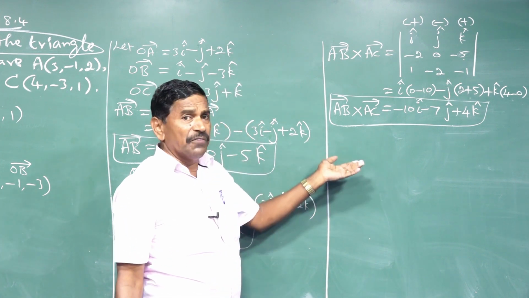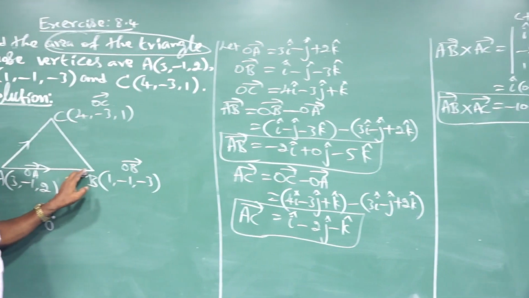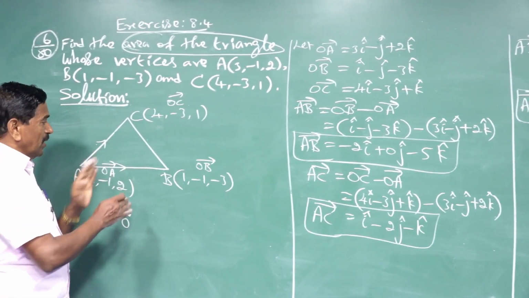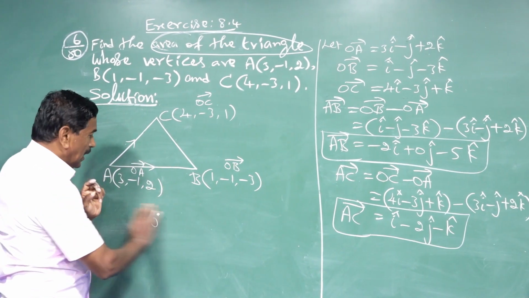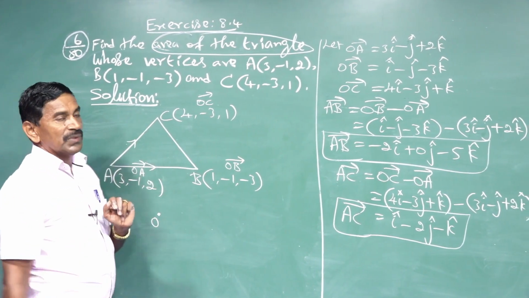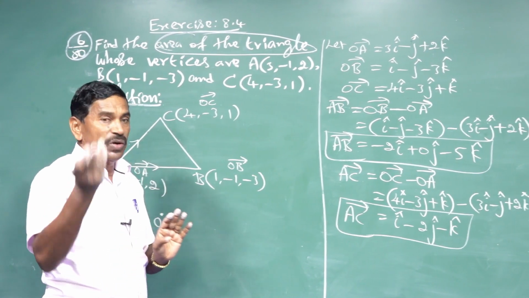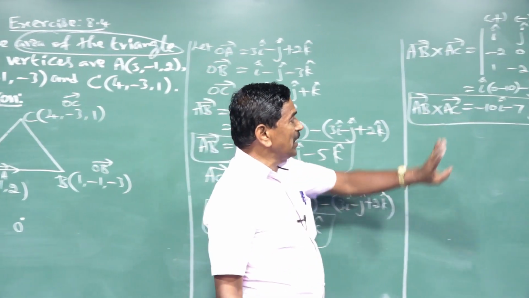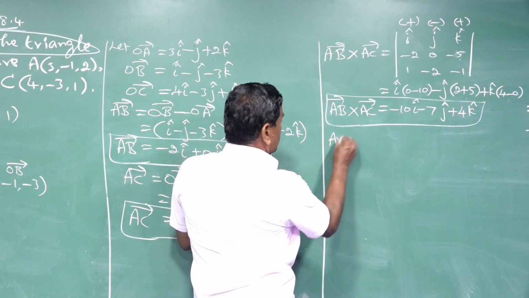Now let us write the formula directly. Area of the triangle ABC is equal to half into modulus of AB vector cross AC vector. Modulus means what? Magnitude. That is the square root of the sum of the squares of the i, j, k coefficients. Now the next step is very simple: area of the triangle.